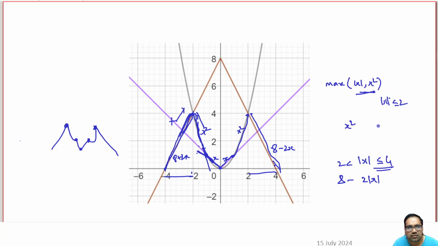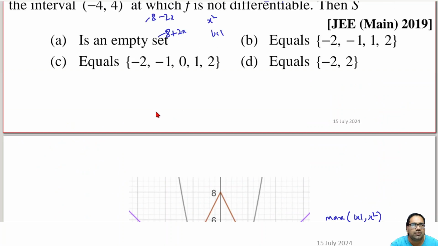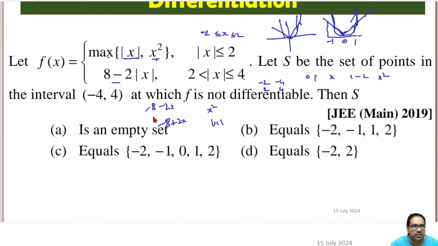For x square, the slope is 2x. When x equals 1, the slope is 2, and when x equals minus 1, the slope is minus 2. At this point, the slope is minus 2 for x square, but on the other side the slope is minus 1. So the slope is abruptly changing here. So at all these 5 points, 1, 2, 3, 4, 5, the slopes are changing, and clearly the curve is not smooth. So it is not differentiable at all these 5 points.